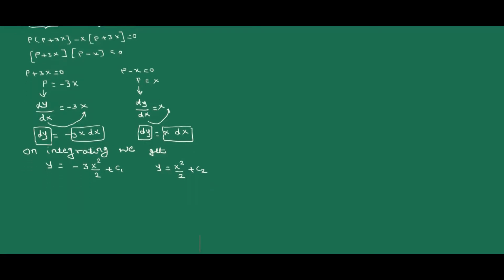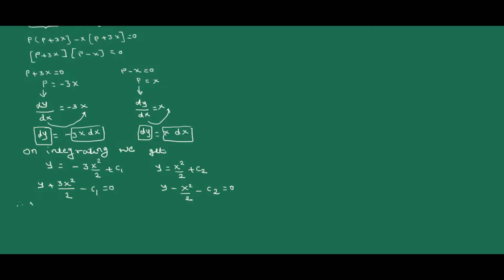And now here we can also write it as y plus 3x square divided by 2 minus c1 is equal to 0, and y minus x square divided by 2 minus c2 is equal to 0. Here we can also write minus c2 also. You can take any type of constant and after transposing you can write plus c2. Whatever it may be, either you can take plus c1 or plus c2, minus c1 or minus c2, or simply you can write c also.